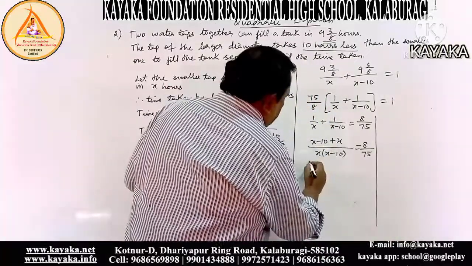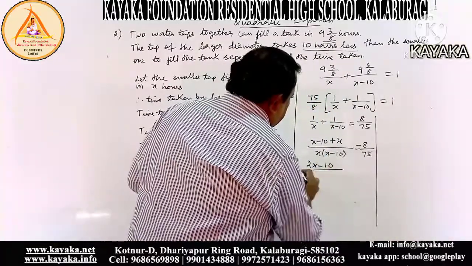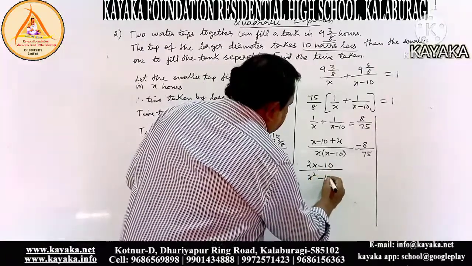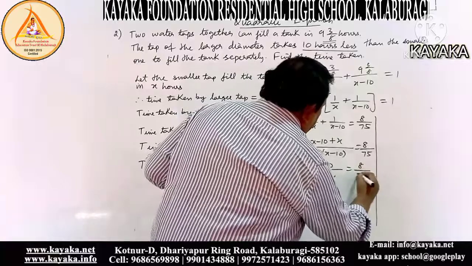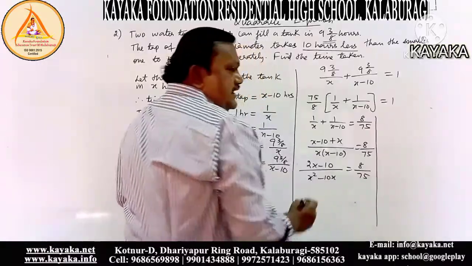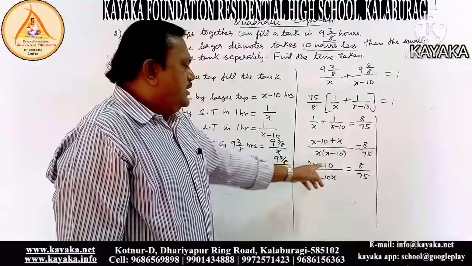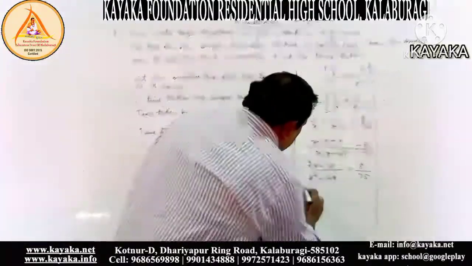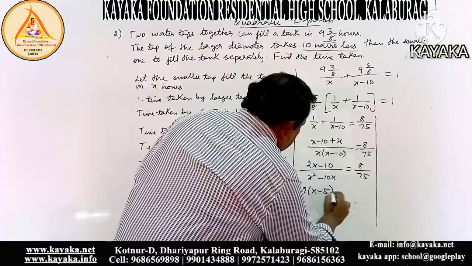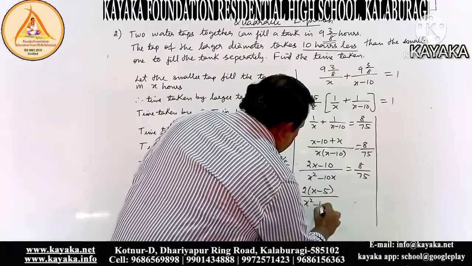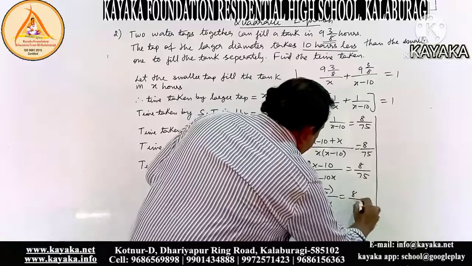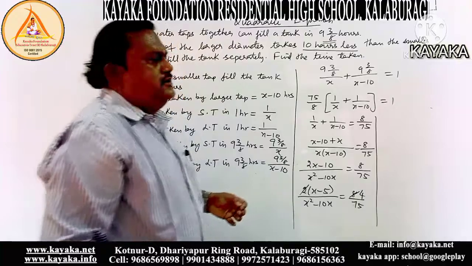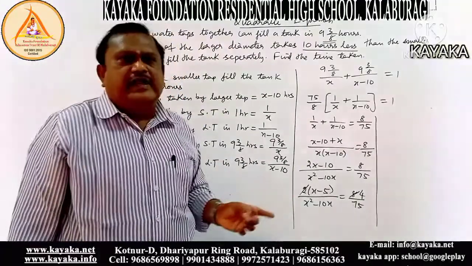Okay, if you add it, you will get 2x minus 10 divided by x into x, which is x square minus 10x, equal to 8 by 75. Okay, dear children, in the numerator you can take 2 common. If you take 2 common, you will get x minus 5 divided by x square minus 10x equal to 8 by 75. The 2 and 8 you can cancel, you will get 4.